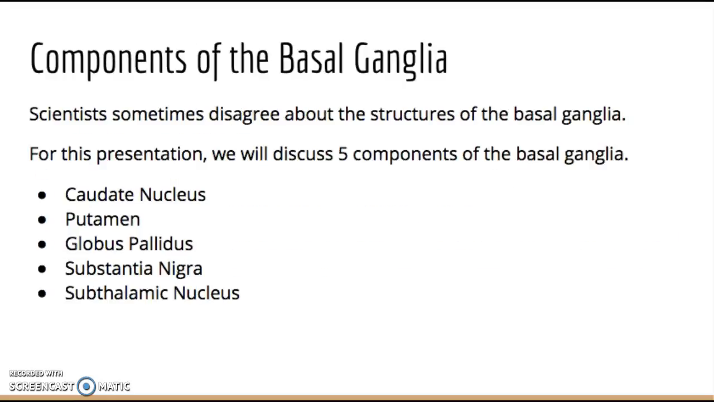Now I want to talk about the main components of the basal ganglia. According to our textbook, some scientists disagree about the structures of the basal ganglia, but for the purposes of this presentation, I want to discuss 5 components. Those 5 components are the caudate nucleus, the putamen, the globus pallidus, the substantia nigra, and the subthalamic nucleus.